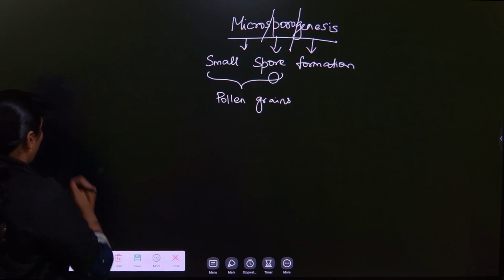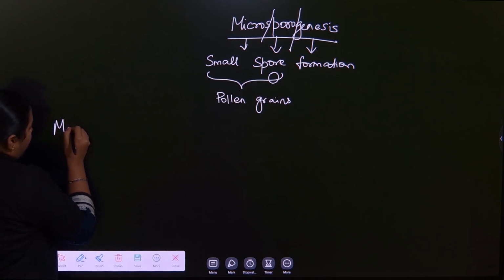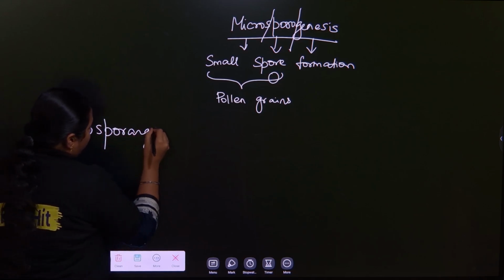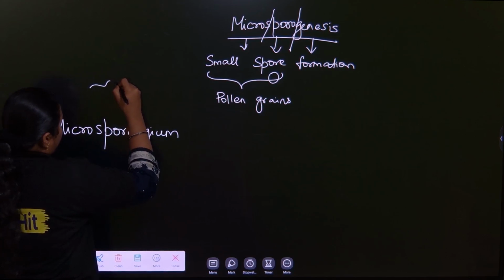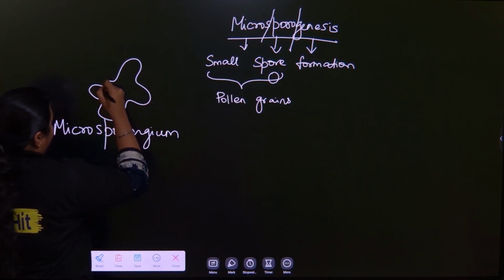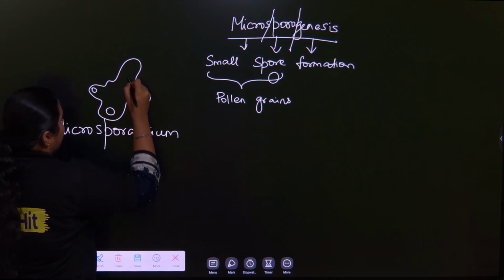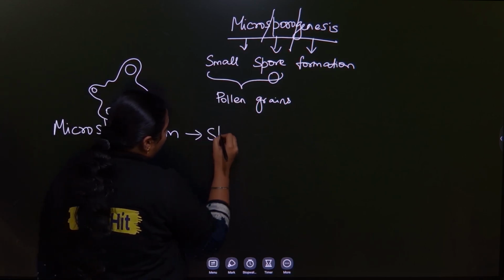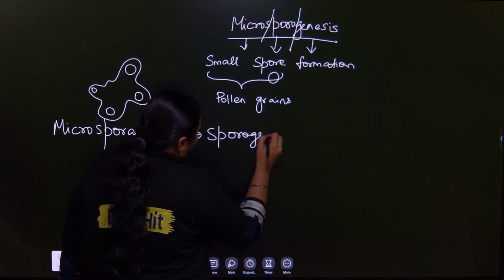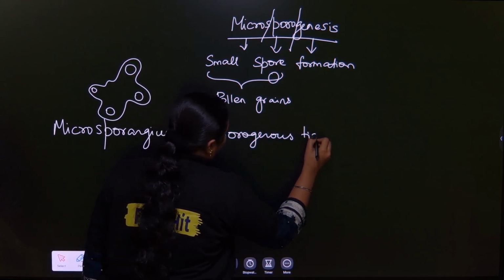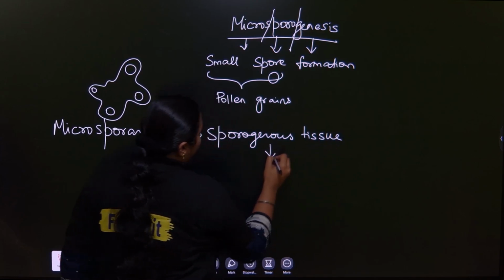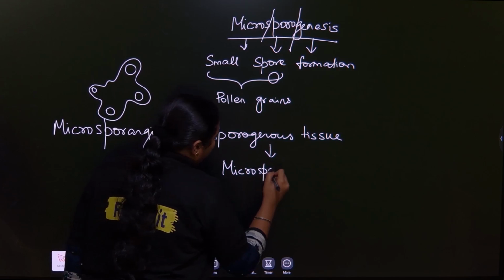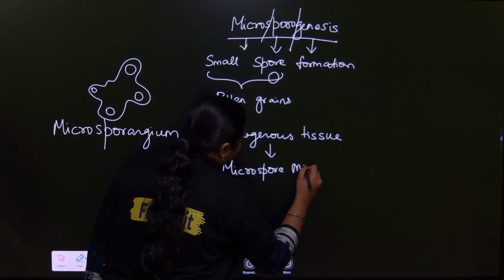Okay, so yesterday we stopped at the microsporangium. Remember the microsporangium? In the corner we had these near circular structures which we call microsporangia. What did we have inside the microsporangium? A homogeneous sporogenous tissue. What did I tell you? After some time these sporogenous tissues become microspore mother cells.